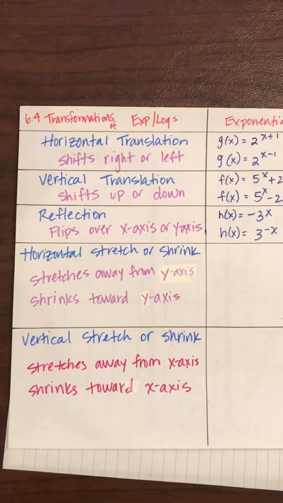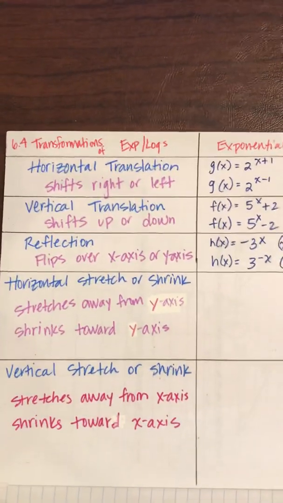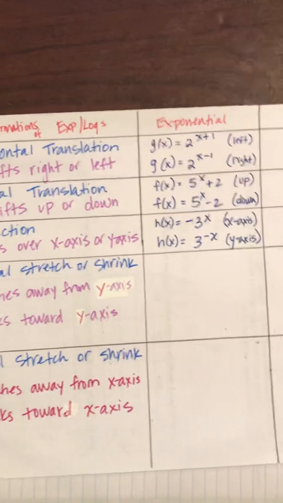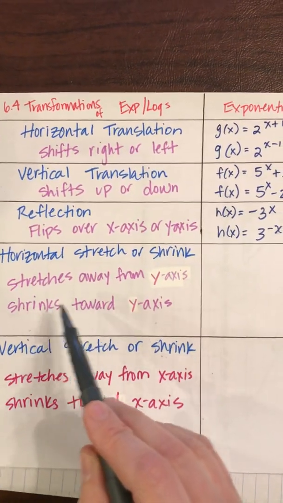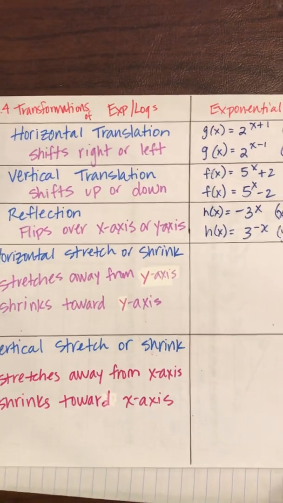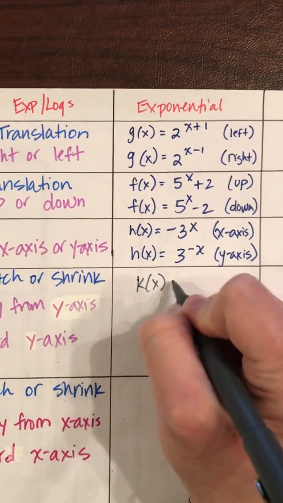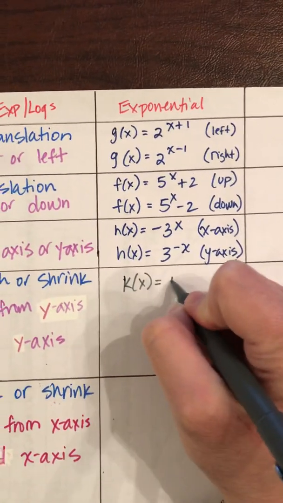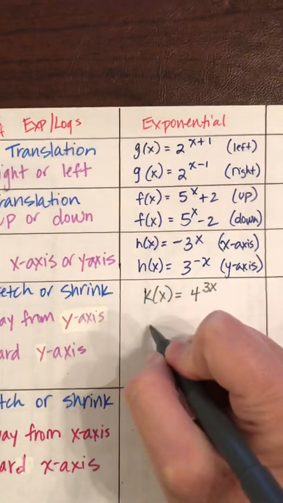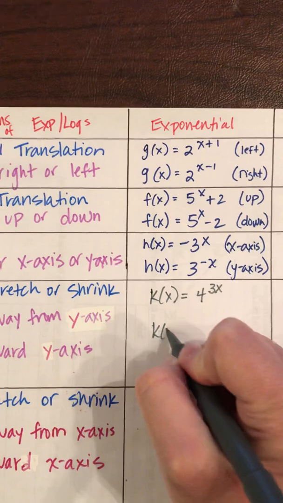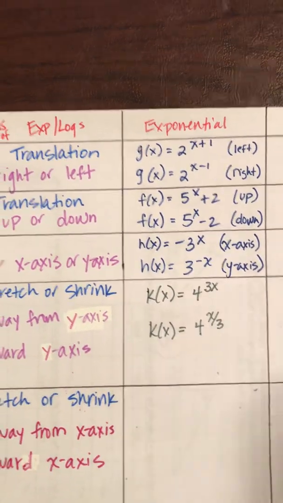This is going to be horizontal stretch and shrink, and then vertical stretch and shrink. So the horizontal stretch and shrink stretches away from the y-axis or shrinks towards the y-axis. An example might be something like this. If I give you a function like 4 to the 3x. First of all, I'm going to give you two different functions here. And the second one I'm going to give you is 4 to the x over 3.